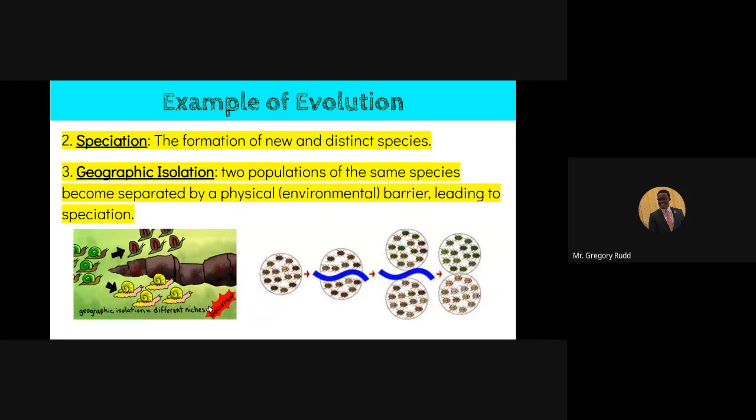Speciation occurs when a new and distinct species evolves out of one species. And typically this is caused by geographic isolation. So there's typically going to be some type of physical or environmental barrier that leads to different species evolving. That might be caused by an earthquake that literally separates the land, and so two populations can't commingle anymore. Or it could also be caused by a drought or a new river caused by flooding. So some type of physical barrier that separates the populations.